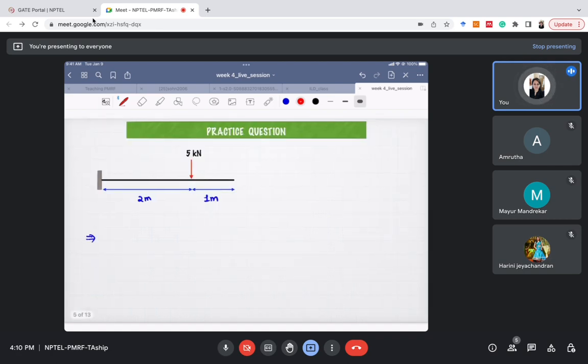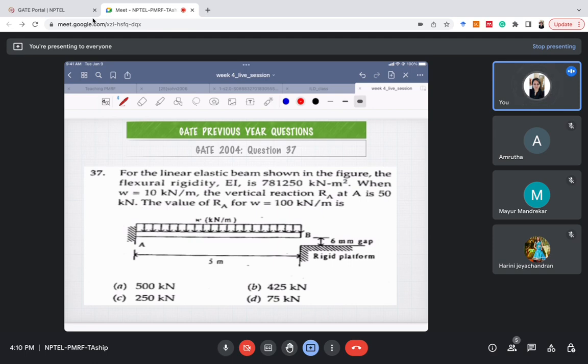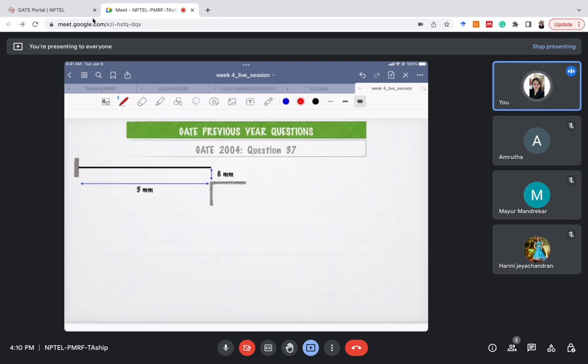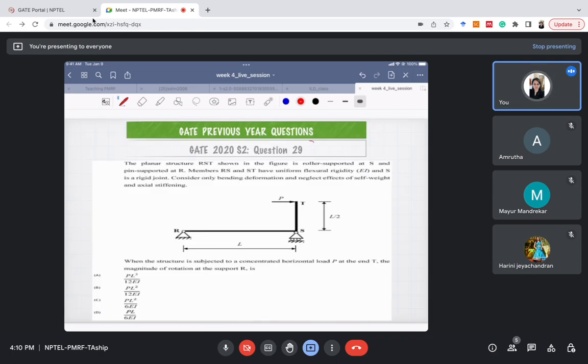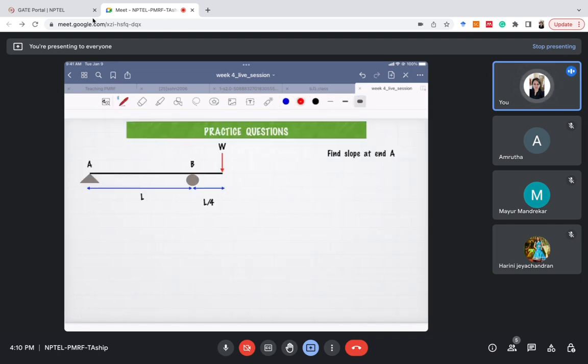Then I'll be covering some practice questions related to these deflection formulas only, two practice problems. Then I'll cover one GATE problem, the GATE 2004 problem, and it is a very interesting problem. It looks very tough, but simply by using those deflection formulas you'll get the answer. And then I'll cover one more GATE problem, GATE 2020, set 2, question number 29. This problem will also use the deflection formulas only. And if time permits, I'll cover some more practice questions.